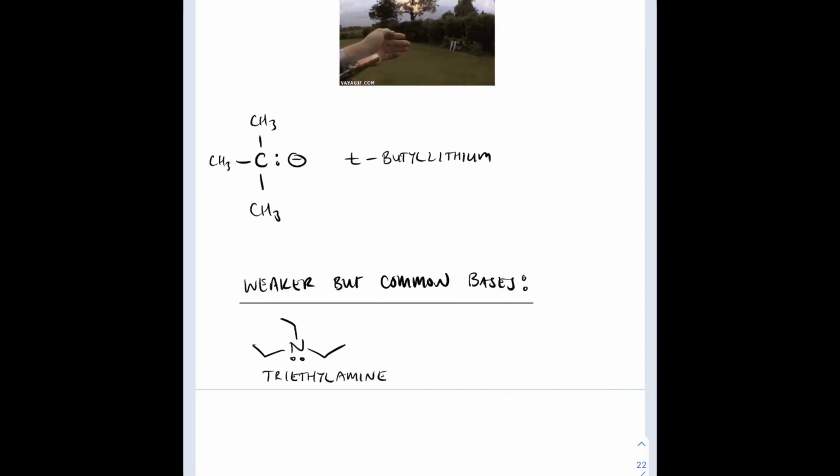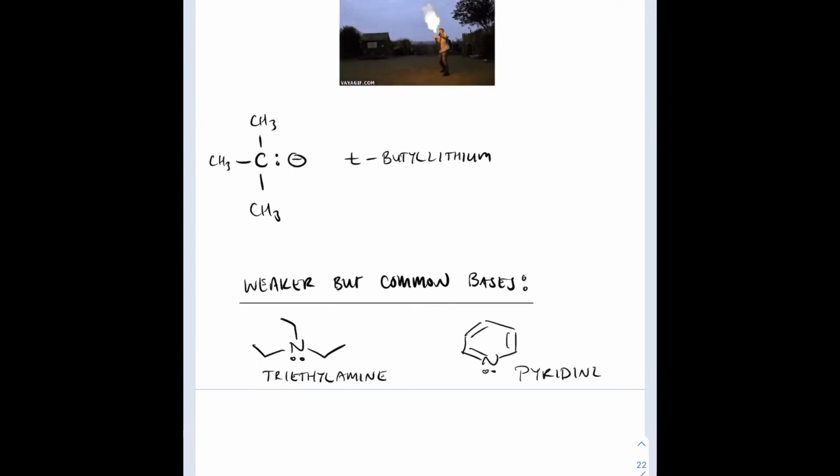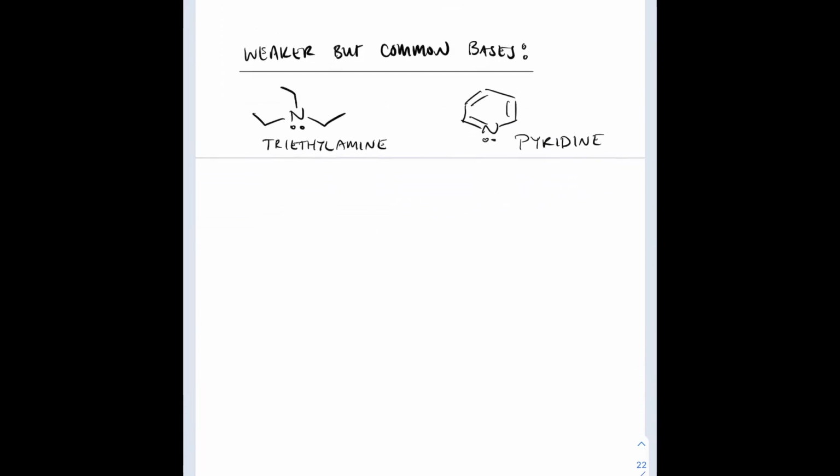Weaker but common bases are triethylamine as well as pyridine. So get familiar with these as well, because they will pop up, and it's important that you know what their role is when you see them in a chemical reaction.